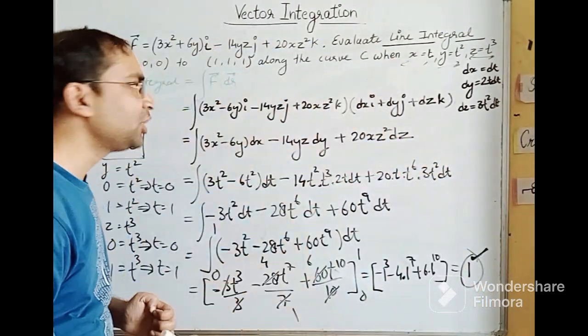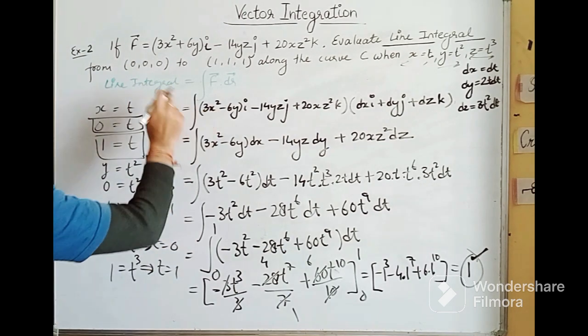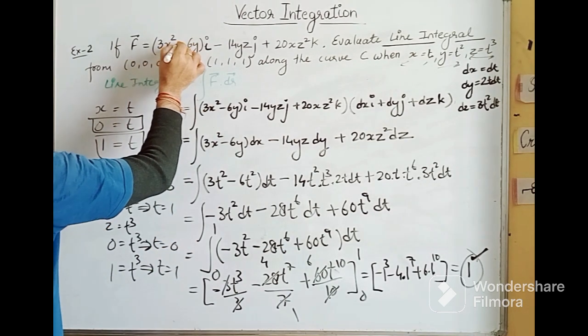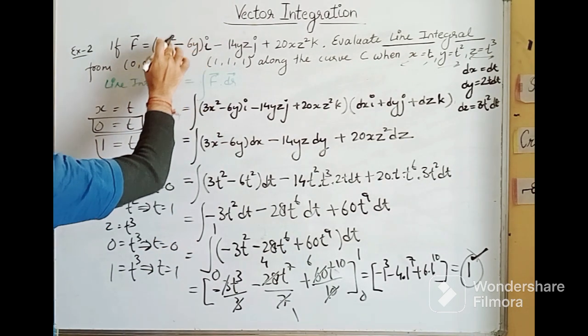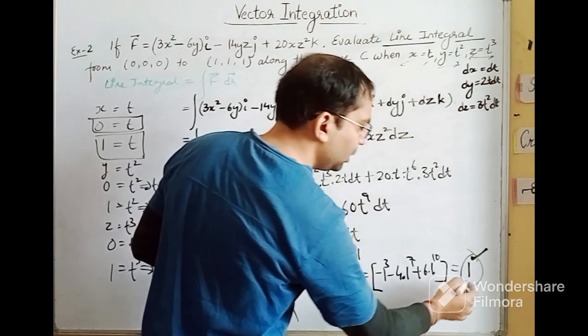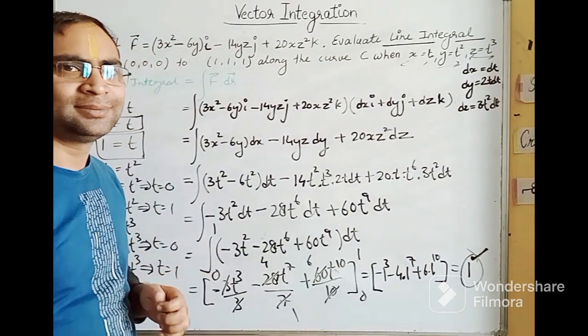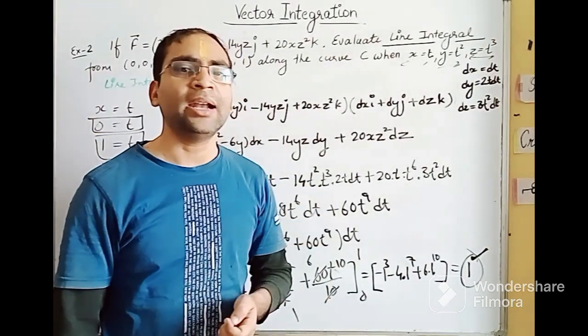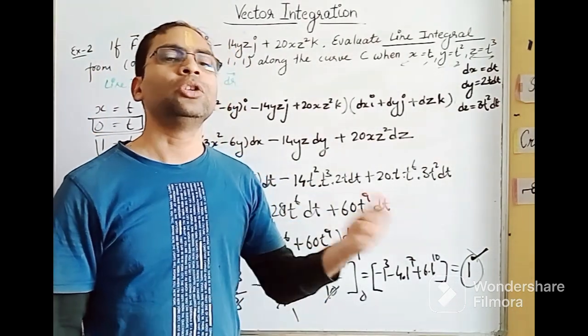And there is one correction: I had just copied it here. It's minus of 6y. So f is 3x square minus 6y. And here comes the line integral, which is 1. In the next lesson, we will understand surface integral and volume integrals.